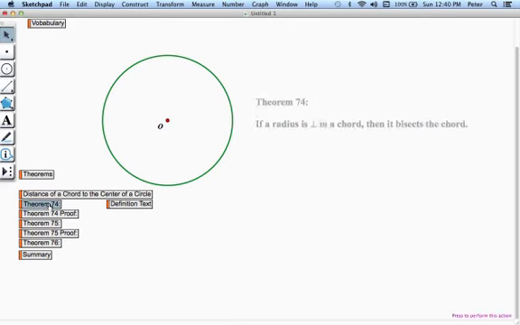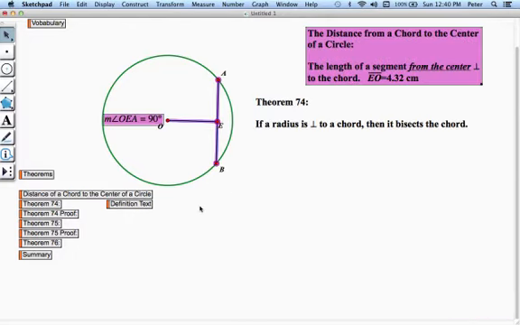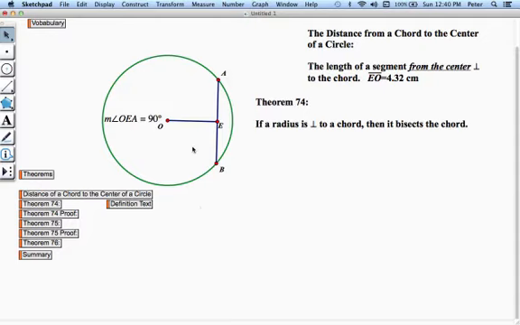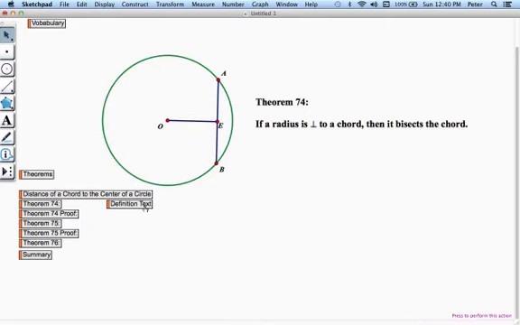Okay, Theorem 74 tells us that if a radius is perpendicular to a chord, then it bisects the chord. So a line coming from the center, if it is perpendicular to a chord, then it bisects it. Well, let's take a look at it because that's kind of what we had when we looked at the definition of distance to the center. So this segment OE, if I extended it to the circle, would be a radius. So why don't we work with that? Let's just get rid of the text here, and we'll work with OE with the intention that we could be extending it all the way to the circle.